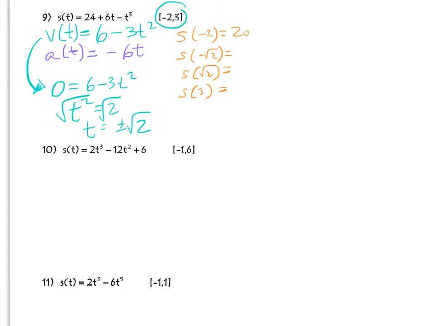Now if we go ahead and plug these in, put negative 2 into the original function, we should get 20 out. Negative square root of 2, we get approximately 18.34. Positive square root of 2 into the original function, we get about 29.66. And we put 3 into the original function, we get 15 out.